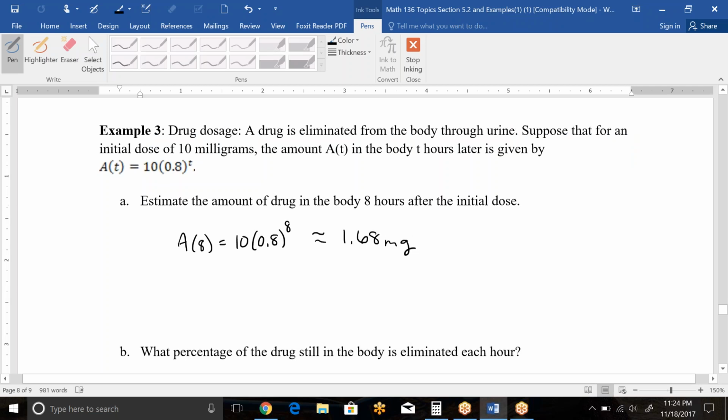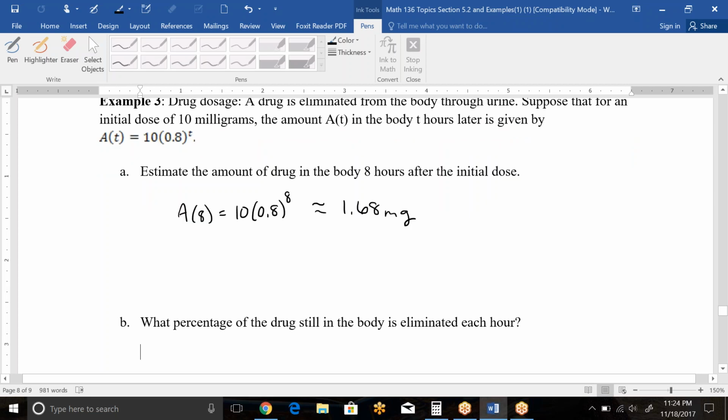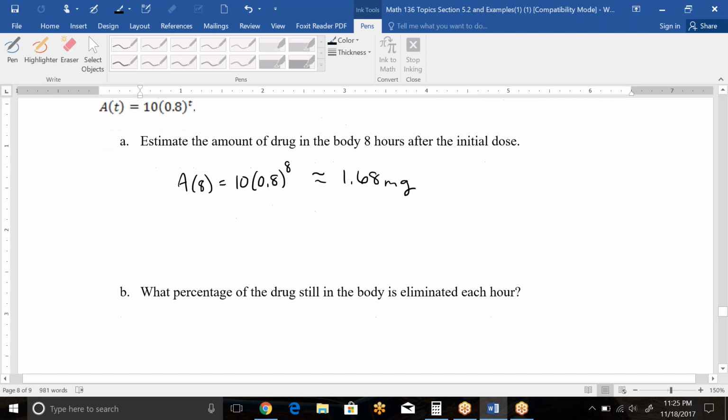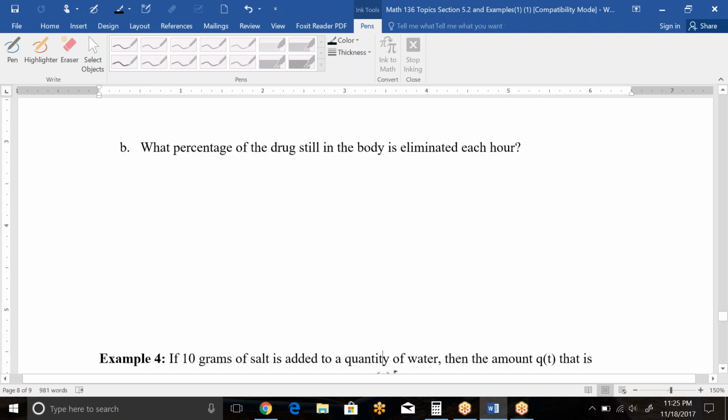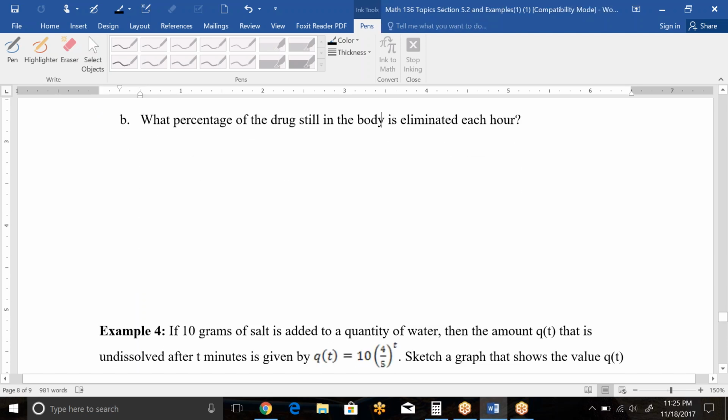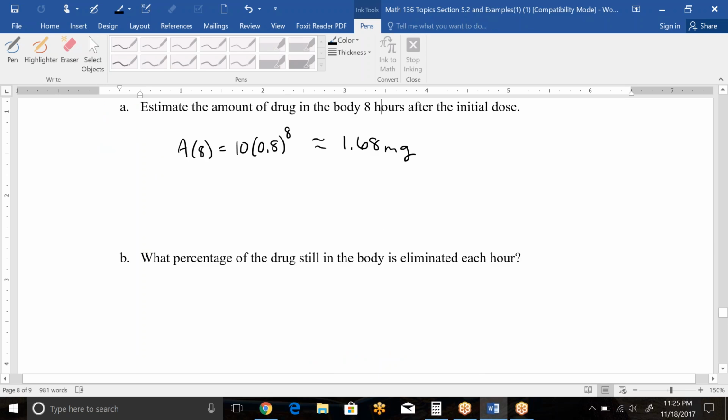Now, what percentage of the drug that's still in the body is eliminated each hour? To figure that out, you'd have to look at a couple different hours and how the percent changes from hour to hour. So let's do, say, A of 0, A of 1, A of 2, just so we can get a little general idea of what's going on.